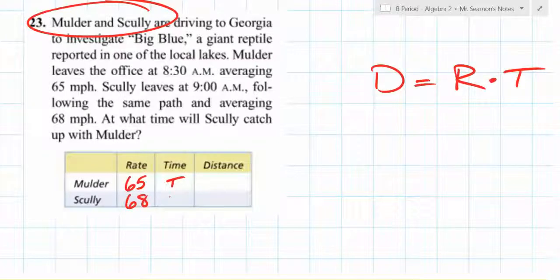Okay. So, if Mulder has gone for T hours, if Mulder's gone for T hours, how long has Scully gone for? T plus 30. No. Is Scully driving less time or more time than Mulder? No, she leaves after him. Less time. So what's going to be T minus? In hours. T minus 0.5. T minus a half.